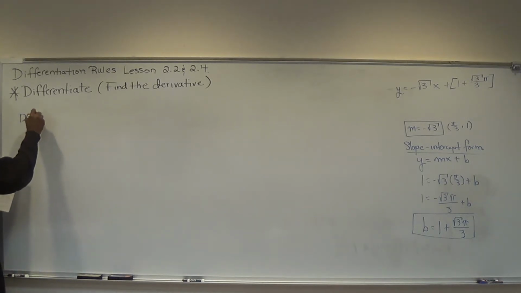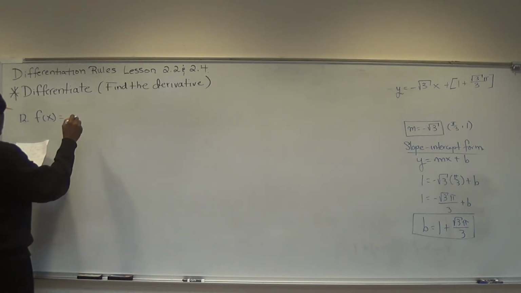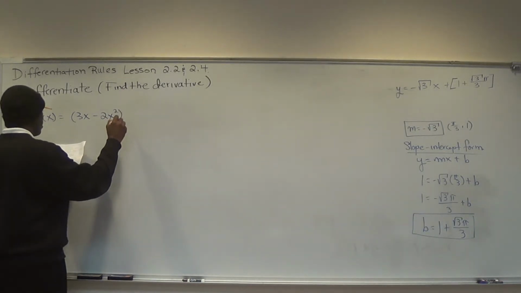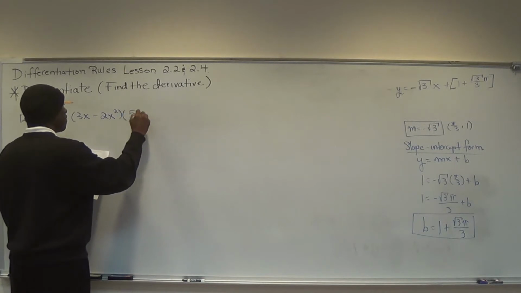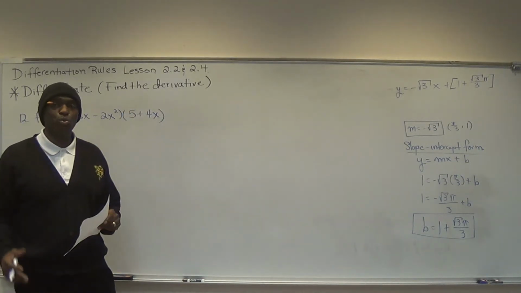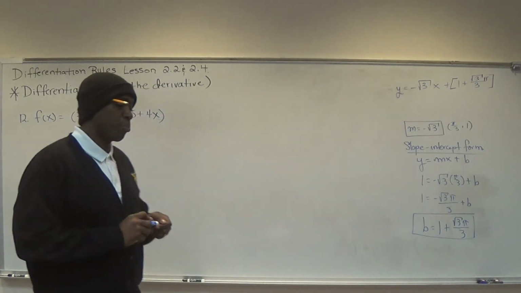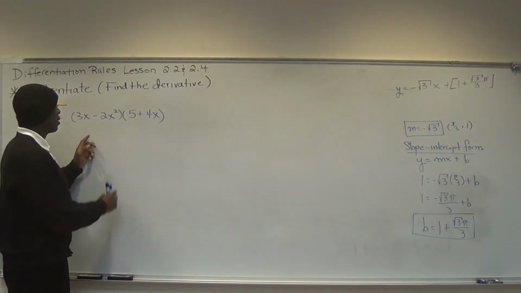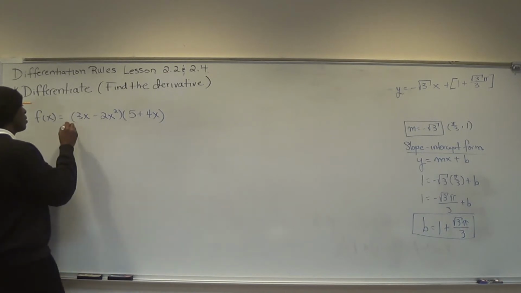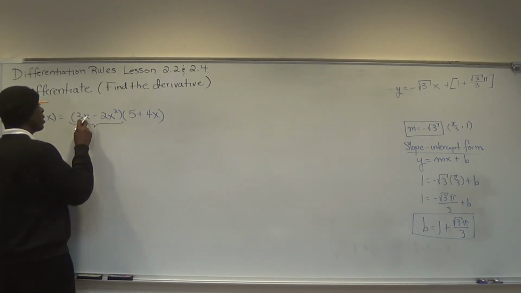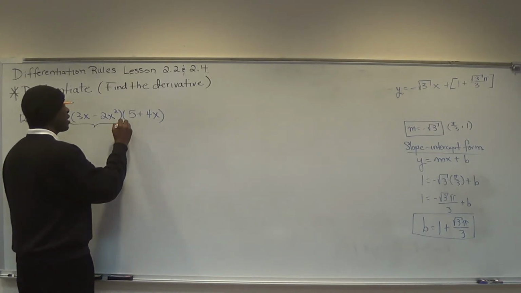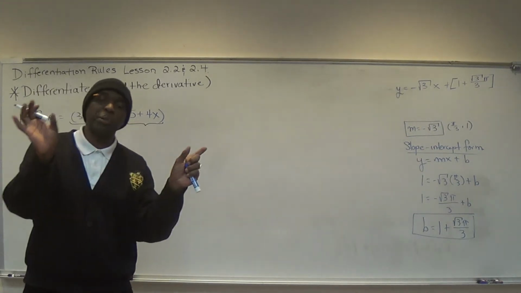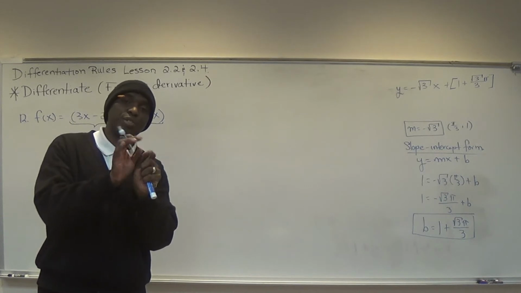f of x equals 3x minus 2x squared times 5 plus 4x. Now we have to use what we call the product rule, because we have two factors here. One factor is 3x minus 2x squared. That's one factor. And here's the other factor, 5 plus 4x. And when you multiply these two factors, your answer is a product.